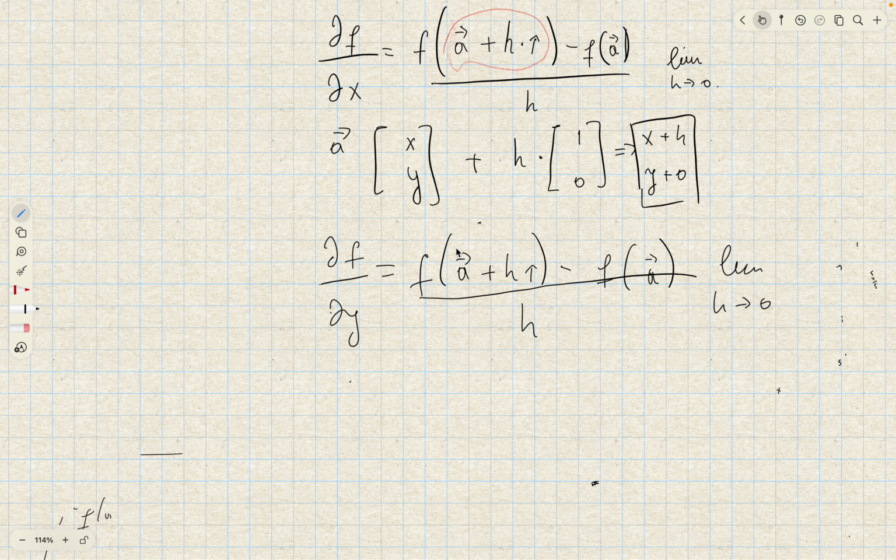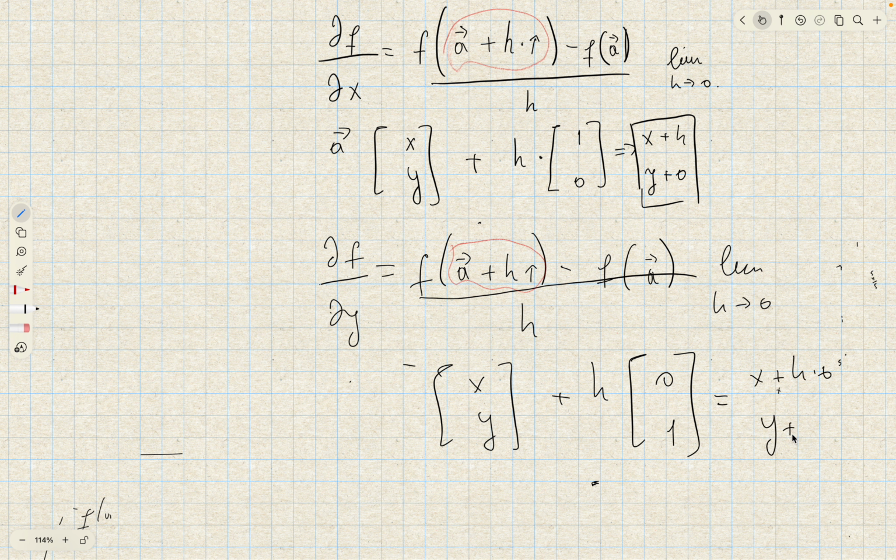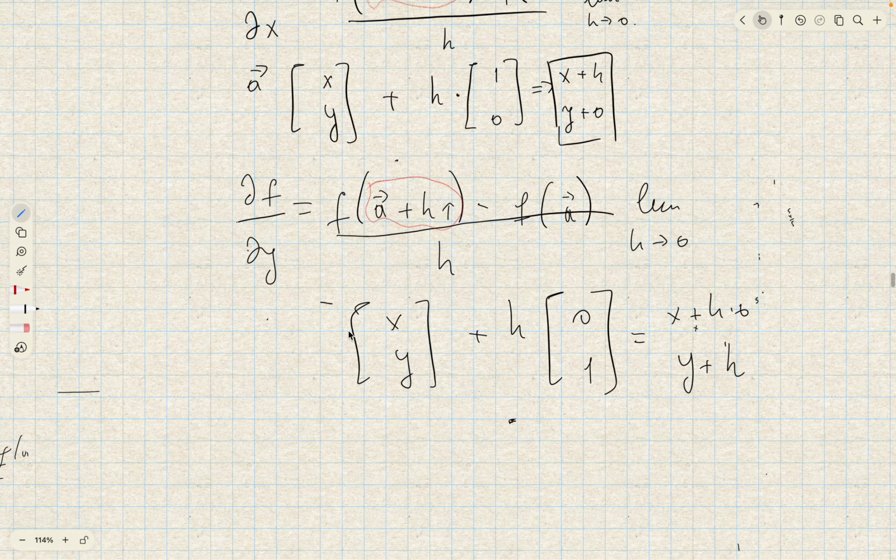because if, for example, we again take a look at this example, then we will see vector a plus h, which is x, y plus h. In this case, our vector will be 0, 1. Then it will be x plus 0, y plus h. Right?